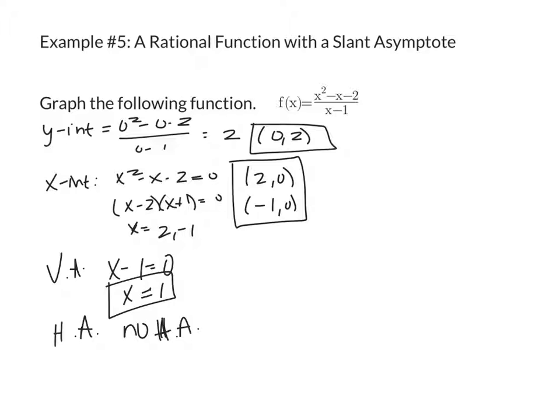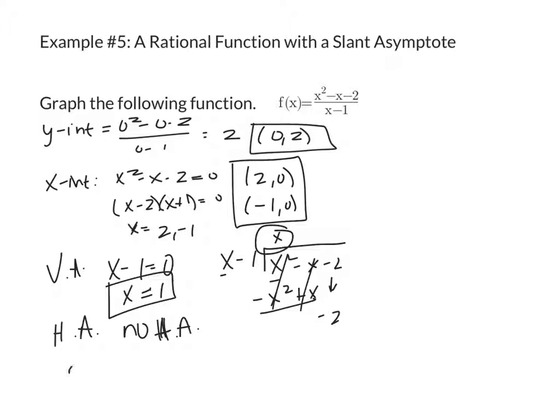If we use long division, x minus 1 goes on the outside, x squared minus x minus 2 goes on the inside, and then we divide. Focus on x and x squared, that's x. X times x is x squared, x times negative 1 is negative x. Flip the signs, and that gives me negative 2. That also cancels. We don't care about remainders, we just care about what was divided. So our slant asymptote is y equals x.